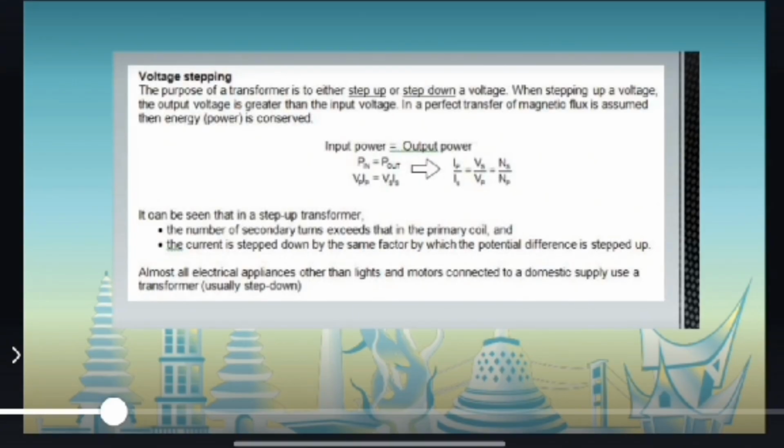It can be seen that in a step-up transformer, the number of secondary turns exceeds that in the primary coil, and the current is stepped down by the same factor by which the potential difference is stepped up. Almost all electrical appliances other than lights and motors connected to a domestic supply use a transformer.